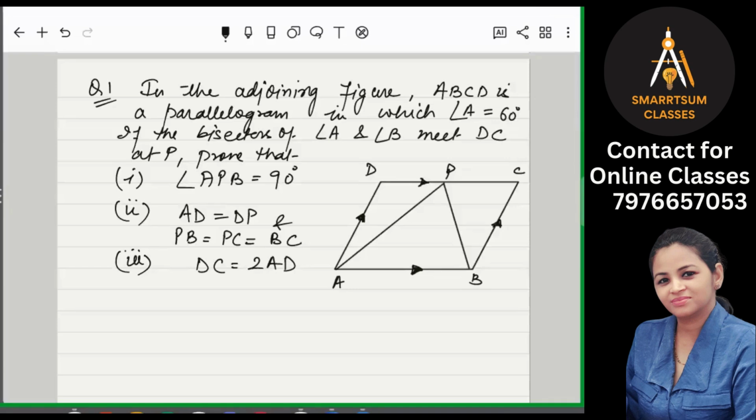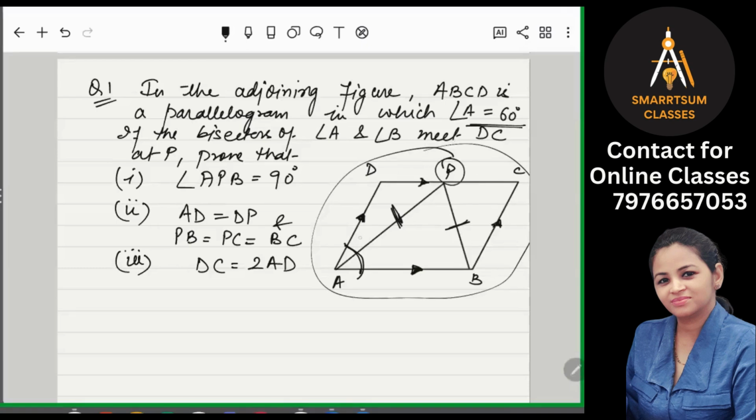Now look at this question. In the joining figure, in this figure which is given here, ABCD is a parallelogram, right? So here ABCD is a parallelogram, okay? And in this, angle A is 60 degrees, right? So this angle is 60 degrees. Now if the bisector of angle A, which is AP here, and the bisector of angle B, that is PB, meet DC at point P, right? So they are meeting DC at point P.